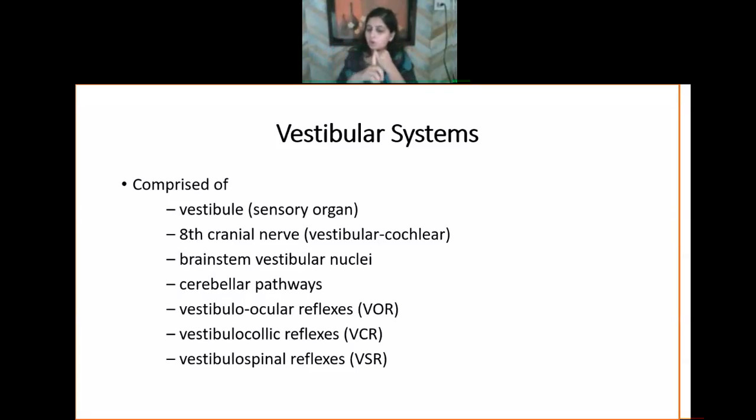What is the vestibular colic reflex? It's the position of the head with respect to our trunk. Our vestibular system tells our brain whether our head is upright or tilted. Very precisely, this reflex tells our brain what the position of our neck is.